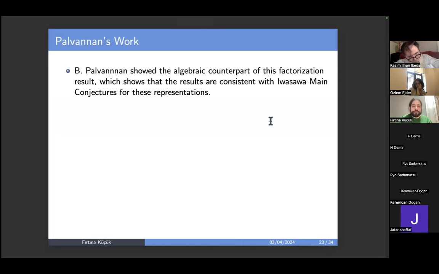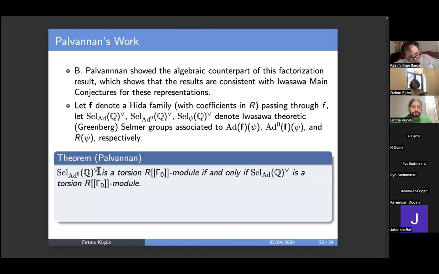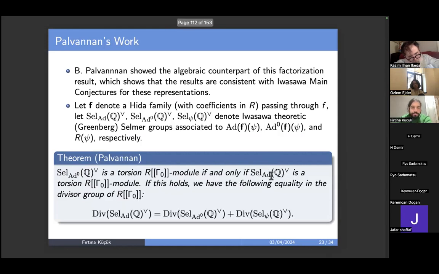So this is Palvannan's work in the ordinary case. And let me show you simply what the result is. This is the Selmer group associated to the adjoint representation, the three-dimensional representation, for a Hida family. And it is a torsion module if and only if the four-dimensional Selmer group is a torsion module. And in this case, we have the following equality in the divisor group. These are the generalization of characteristic ideals in this setting. The characteristic ideals can be factored like this. So this result is consistent with Dasgupta's factorization under the assumption of the Iwasawa main conjectures.